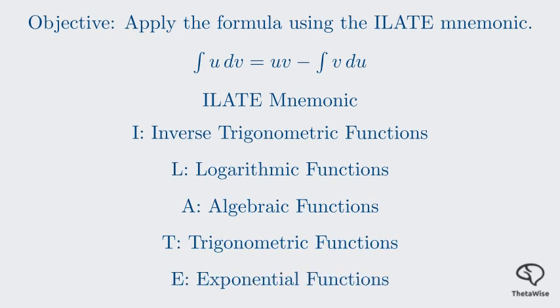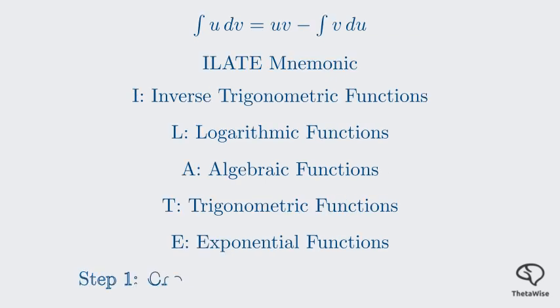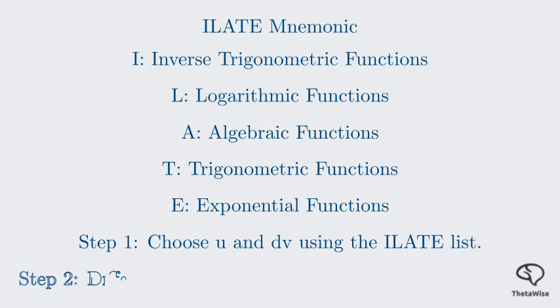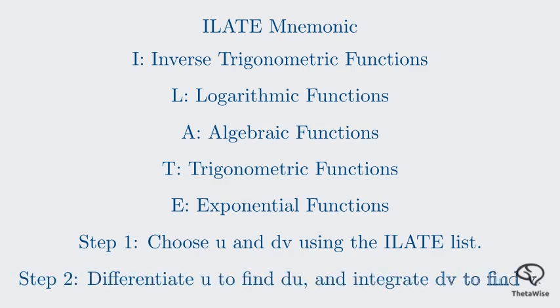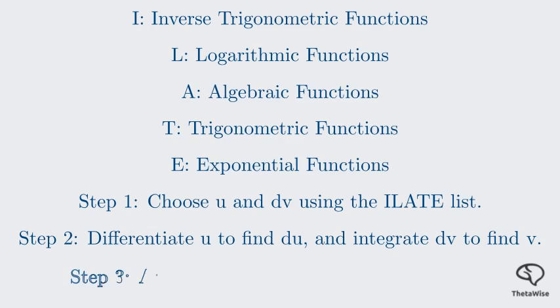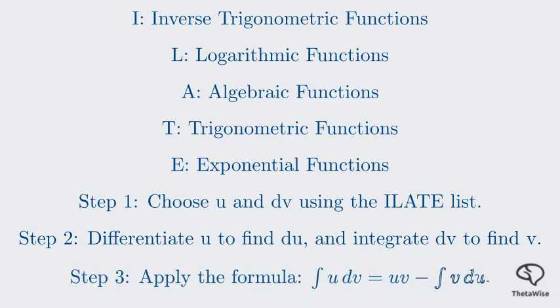The rule is simple. When you have a product of two different function types, you choose u to be the function that comes first in the ILATE list. Let's put this into practice. Here's the procedure, or the 3 steps, for finding an integral using integration by parts. First, we'll choose u and dv according to the ILATE rule. Second, we need to find the differential du by differentiating u, and the function v by integrating dv. Third, we plug these 4 parts, u, v, du, and dv, into our formula and solve.